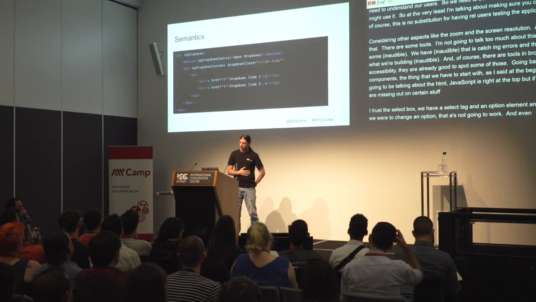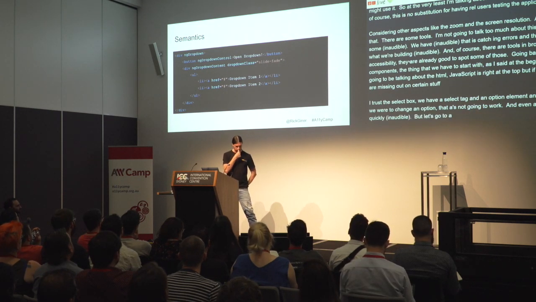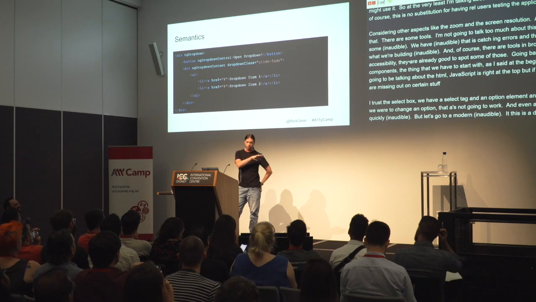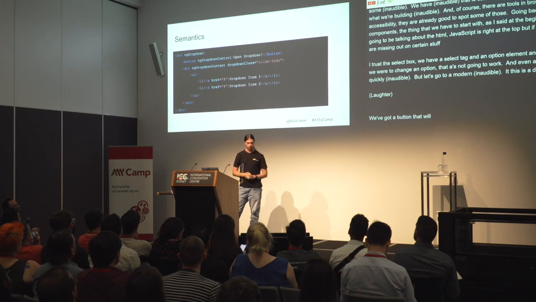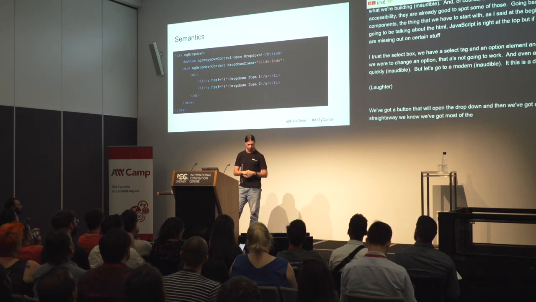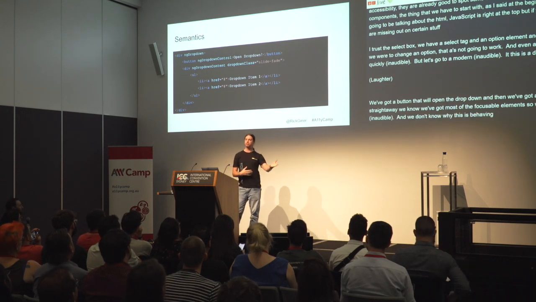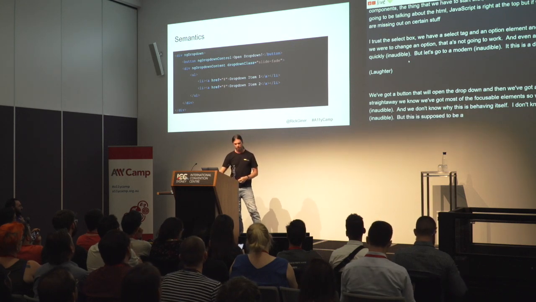But let's go to a modern component. This is a different Angular dropdown called Angular dropdown. All the good names are gone, I tell you. We've got a button that will open a drop-down, and then we've got an unordered list that has anchors in that are the items in there. So straight away we know we've got natively focusable elements. So we can possibly assume that we're going to have some sort of keyboard navigation. Now we don't know that this is wired up to behave the same way as a select box. I don't know that cursor keys or the escape key are going to work. But maybe this isn't supposed to be a select box. Maybe this is navigation or something like that.